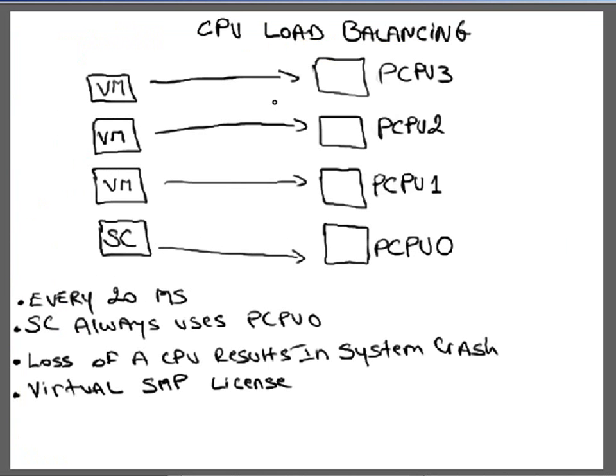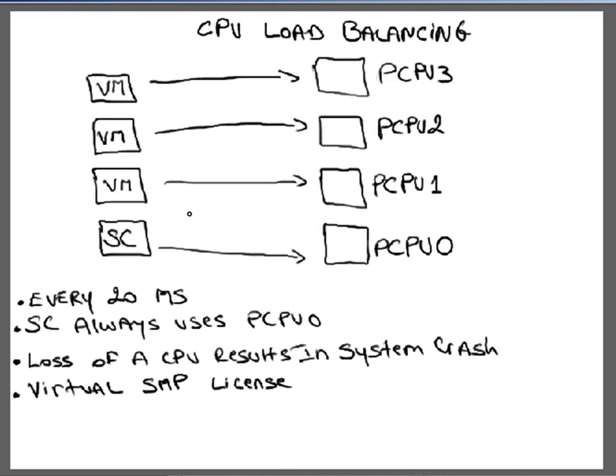So you have a virtual machine that has one vCPU. That one vCPU is scheduled on one physical processor. If you have a virtual machine that has two vCPUs, then each one of those two vCPUs has to be scheduled on two physical CPUs. If you have a virtual machine with four, obviously those four vCPUs would have to be scheduled on four physical processors.